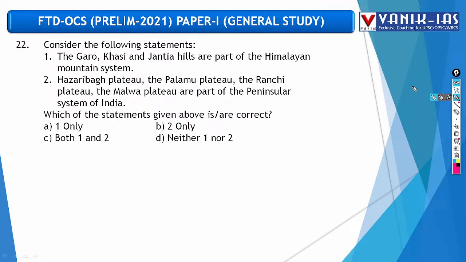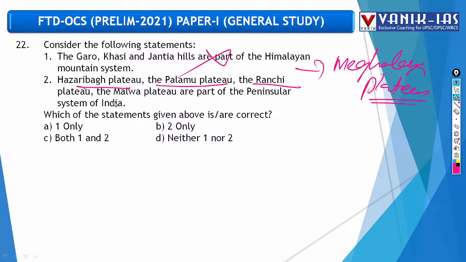Consider the following statements. Garo, Khasi, Jayantia hills are part of the Himalayan mountain system. No, they are not part of the Himalayan mountain system. They are not coming under the Himalaya. They come under the Meghalaya Plateau. Hazaribagh Plateau, Palamu Plateau, Ranchi Plateau, Malwa Plateau are part of the Peninsular Plateau system. Yes, so 2 only is the answer.